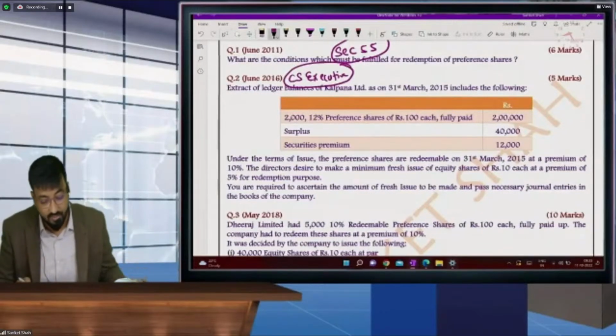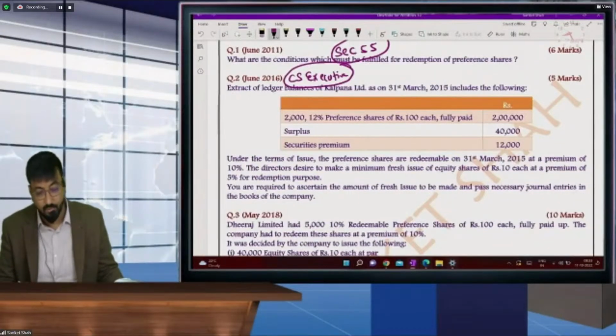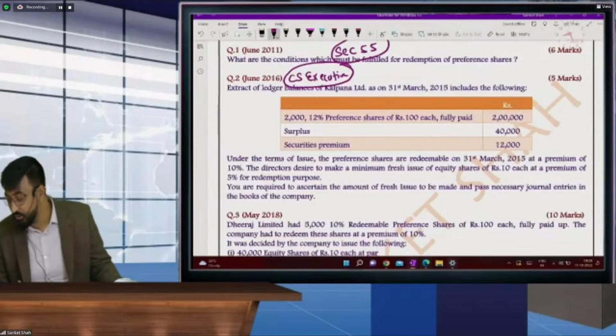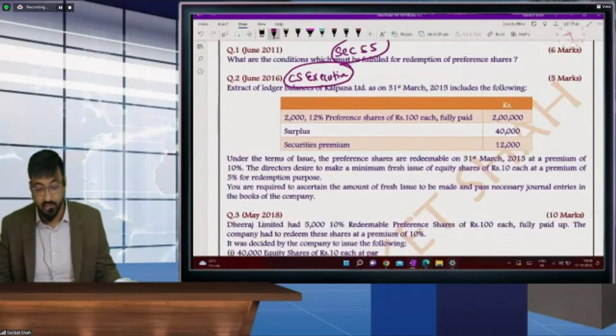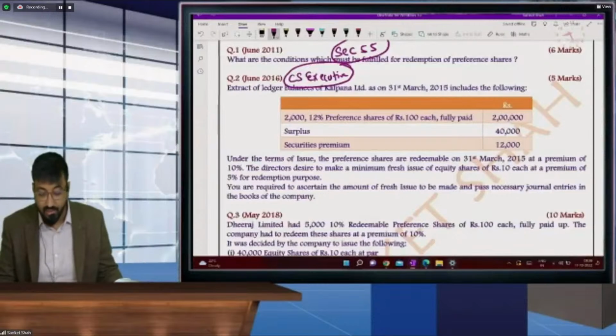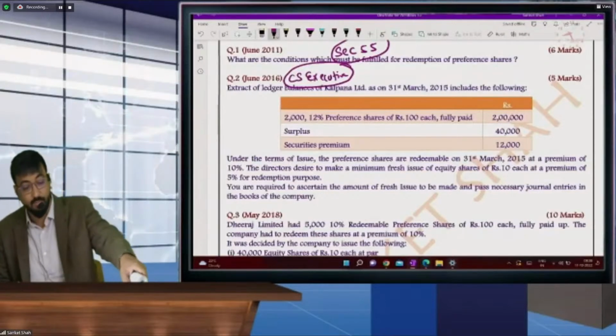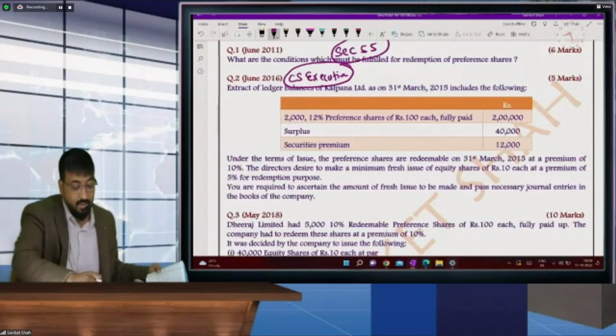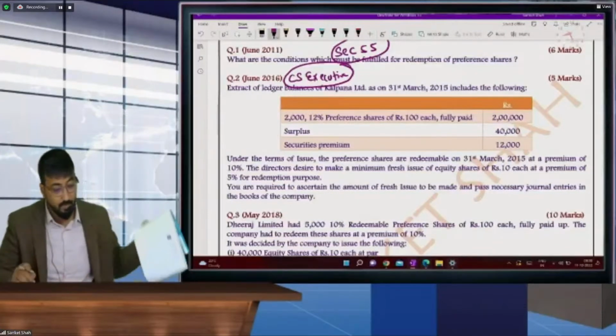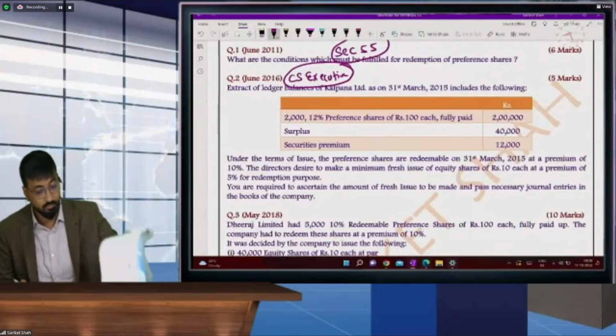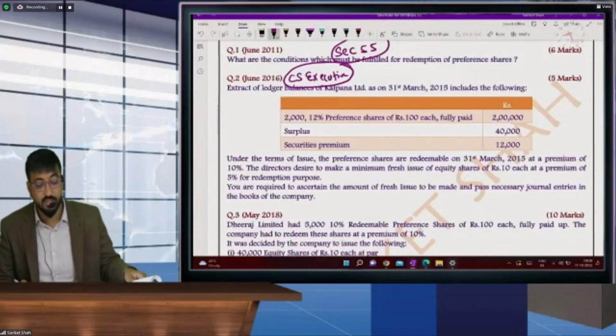This question is very easy. In the scanner, this question is wrong, beta. In the scanner answer, that's why I have taken this question. If I ask you this question, what will the answer be? That's why I have taken it. Extract of ledger balances of Kalpana Limited. Our students also solved this wrongly.